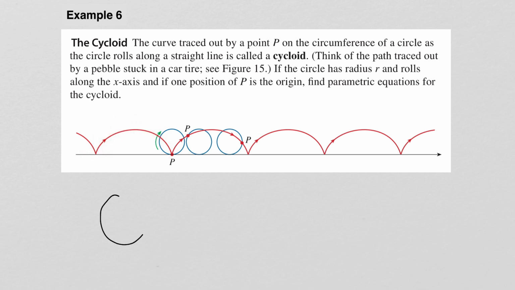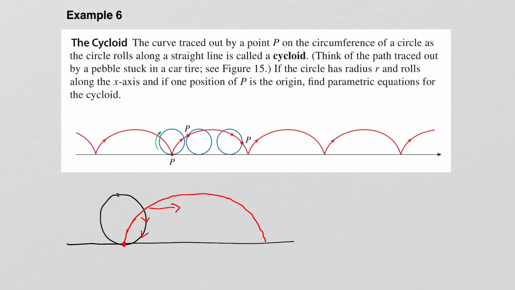So let's imagine if we have a tire sitting on the ground like so, and we're going to have the point at the very bottom of the tire. When you start to roll this tire forward, so when this tire starts to move in this direction, this point is going to move in such a way that it gives you this kind of a shape.